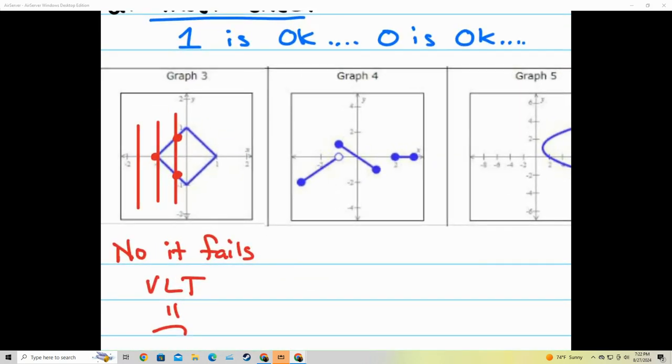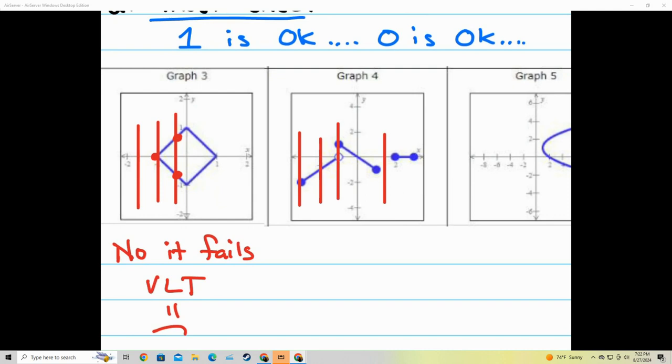Oh, graph number 4. I like graph number 4 because it is so tricky. Let's do the easy parts first. This part looks good to me, touches once. This part looks good to me, touches once. This part looks good to me, touches 0 times. And I know what you're thinking, Mr. Lechuga, why did you skip that one? I don't want you to skip that one. Can we do this one? Okay, let's go ahead and do this one.